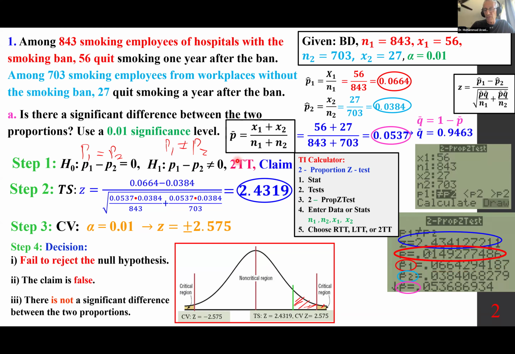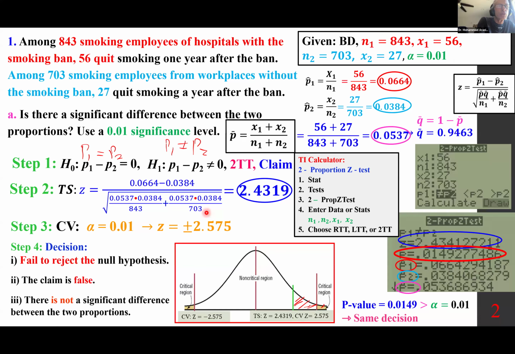So this is the p-value, 0.0, let's say 1.5, which is much larger than alpha of 0.01. Same decision, fail to reject the null hypothesis. So it's very straightforward. Hopefully everybody's okay with that.